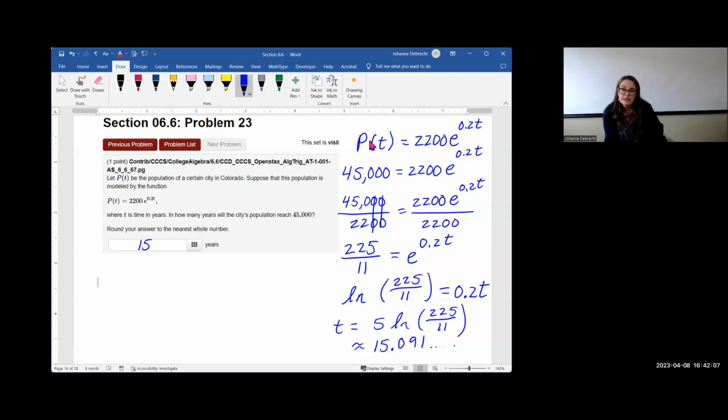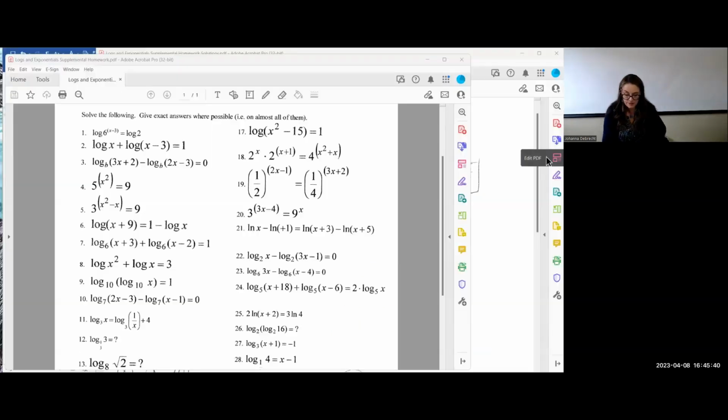I hope that this makes sense to you and that you have understood what to do. There is a lot of advantage to working additional problems. So I'm going to put on the screen a couple of different sheets that I've developed over the years that will help you to practice this process of solving exponential and logarithmic properties. So let me open those up for you.